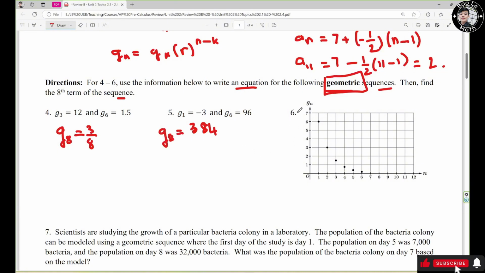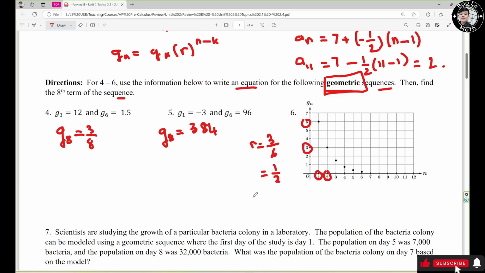Alright, now question number 6. Look at the graph right here. We need to find the common ratio. We see that the first term right here has the value 6, right? The second term right here has the value 3, right? So we need to find the common ratio by taking 3 divided by 6. It's going to be 1 half, right?